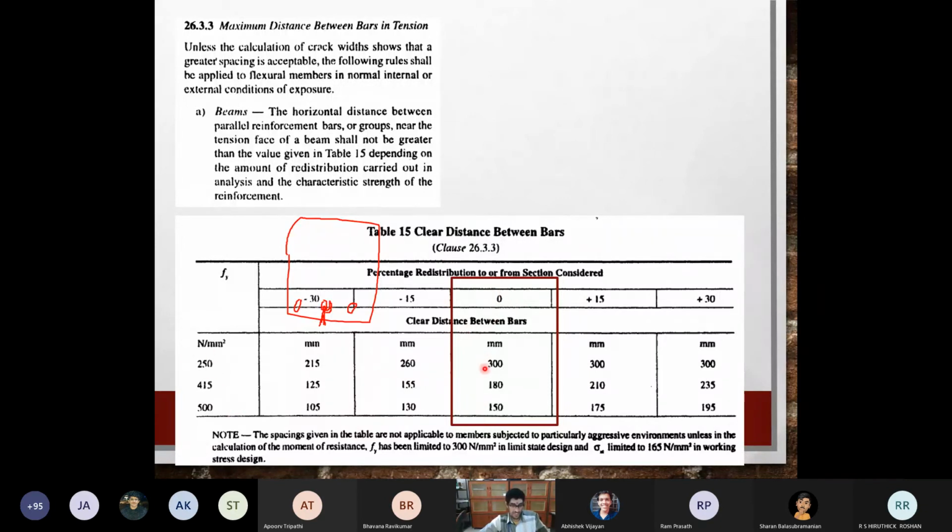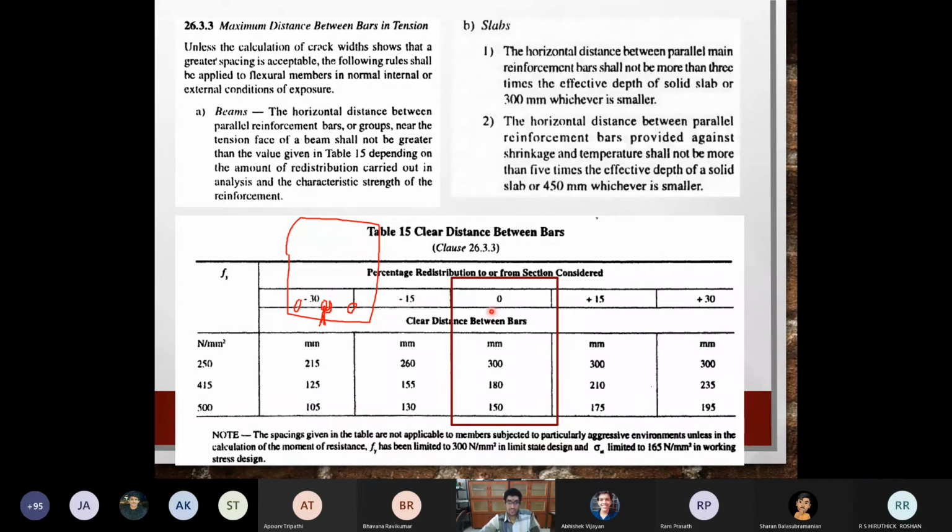If it is mild steel, the maximum spacing that you can give between bars is 300 mm. If it's Fe415, 180, and if it's Fe500, it's only 150 mm. These are the spacings between the bars which you can use for beams. Similarly for slabs, the horizontal distance between the parallel bars shall not be more than 3 times the effective depth of the solid slab, or 300 mm, whichever is smaller. So if you have a slab of, let's say, 120 mm depth, 3 times that is 360. The smaller of that and 300 is 300, so you have to make sure the spacing does not exceed 300 mm.